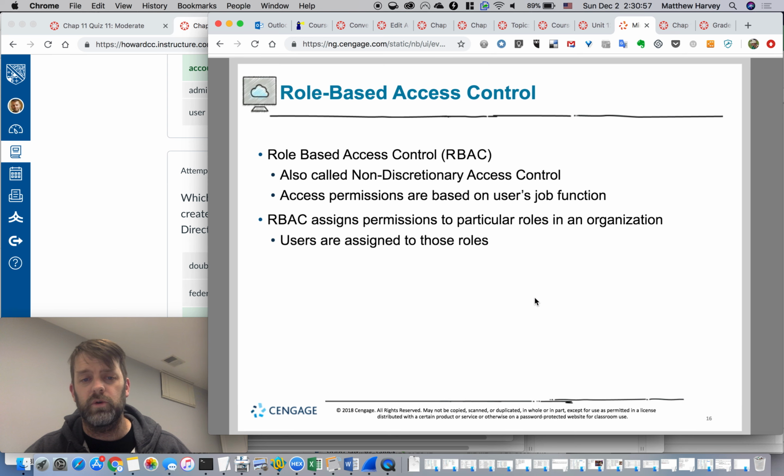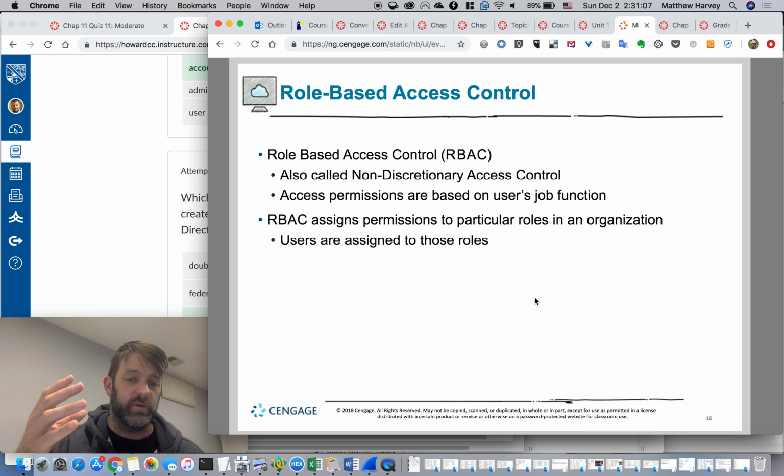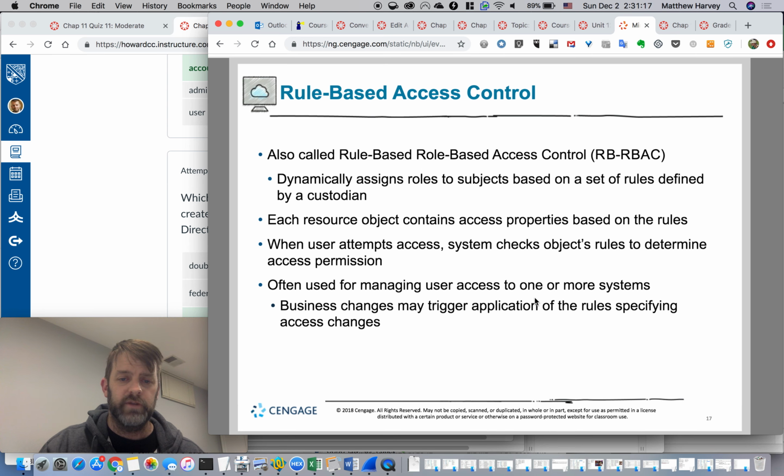Role-based access control means that the access is based on job functions. So if you're in the accounting department, you have access to the accounting files. If you're in the public relations department, you have access to the public relations files, right? So your role in the organization determines your access to different things. So every user is assigned to a role, and the roles are assigned what they have access to.